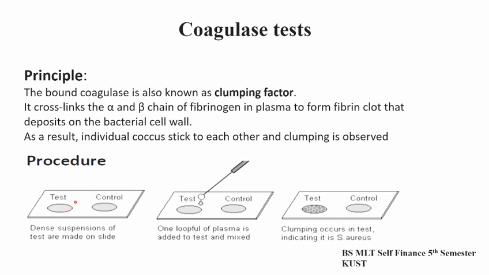The procedure is as follows. First we take the test and the second, control, on the same slide. A dense suspension of the test is made on the slide. With the help of a wire loop, we add the plasma and mix it with the reagents. On the third slide you can see agglutination, indicating Staphylococcus aureus. You can see the agglutination here. This means the coagulase test is positive. It shows Staphylococcus aureus, and the control is still negative.